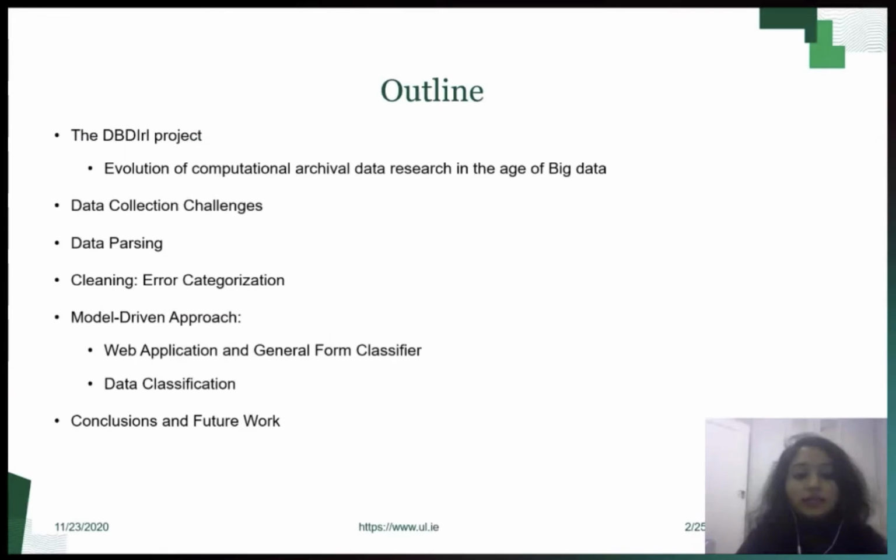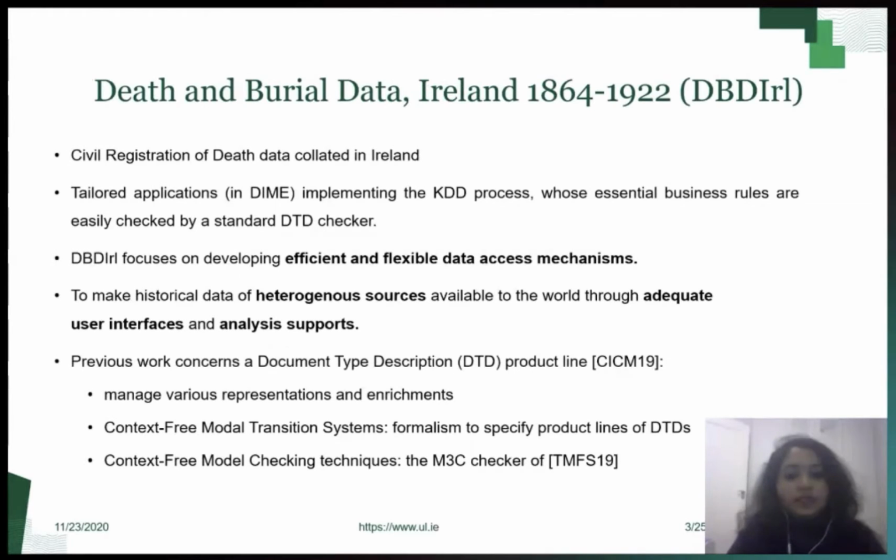These are the outlines I'm going to discuss throughout this presentation. So, Death and Burial Data, Ireland, 1864 to 1922, DBDIRL. It's a national data-driven public history resource project in digital humanities. It uses historical data like death registration to explore the history of Ireland's population and health over 1864 to 1922.